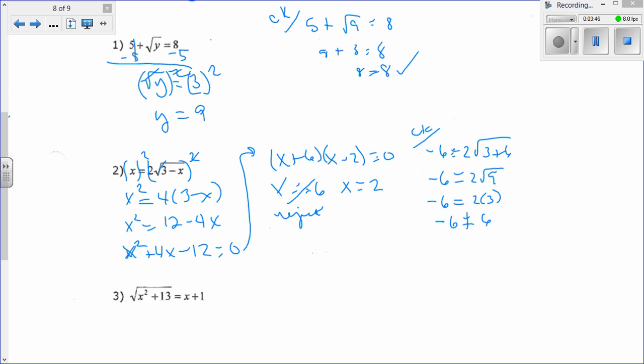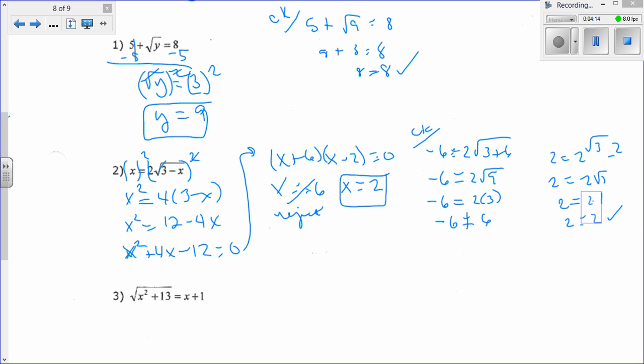And then the 2: 2 equals 2 times the square root of 3 minus 2. So I have 2 equals 2 times the square root of 1, since 3 minus 2 is 1. So 2 equals 2 times 1. So 2 equals 2. And that works. So my answer there is just x equals 2.